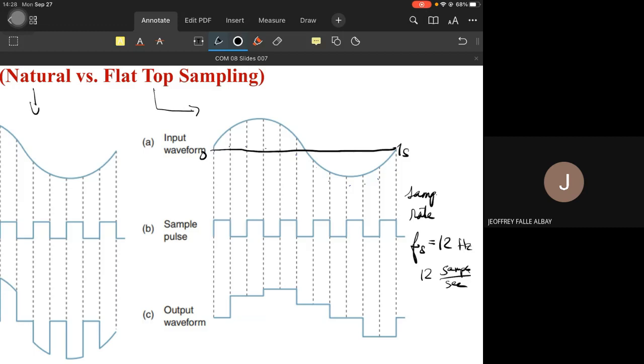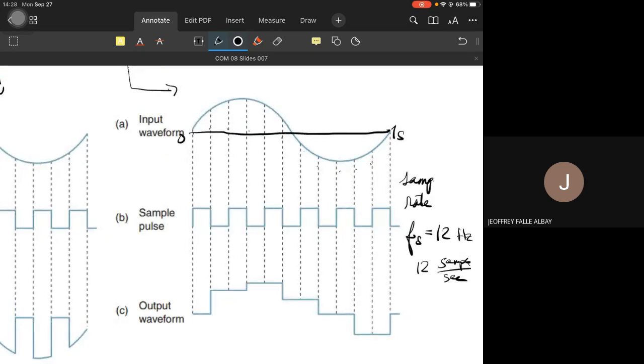Wait, 12, right? So it takes a sample at every rise and fall. This is arbitrary at this point, just for visualization purposes. But in this example, it takes a sample for every rise and every fall.